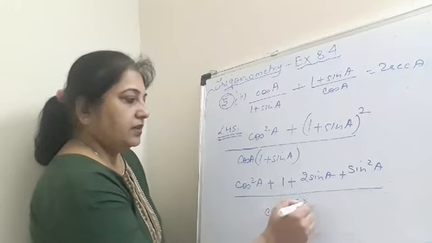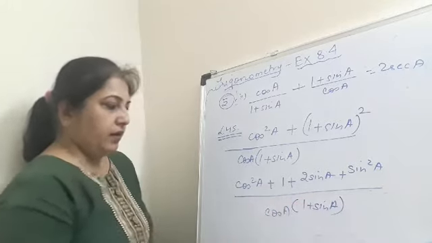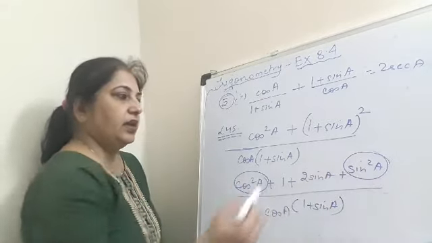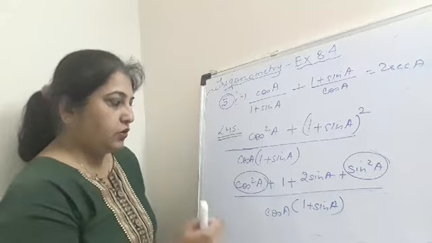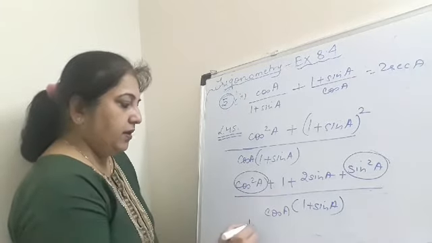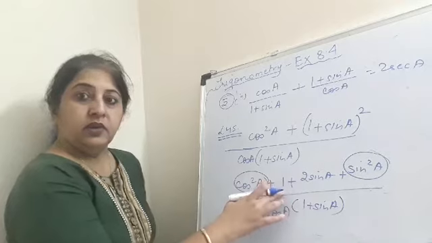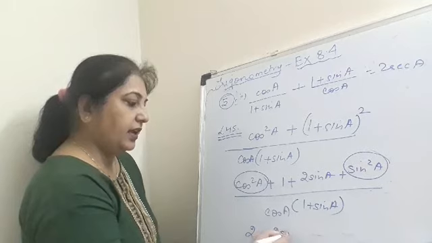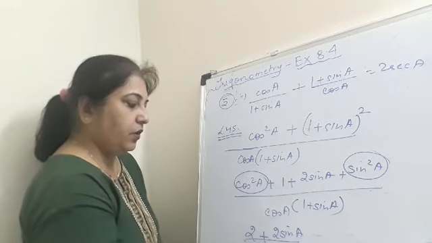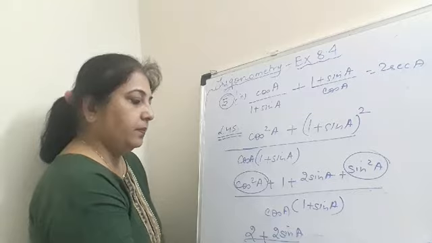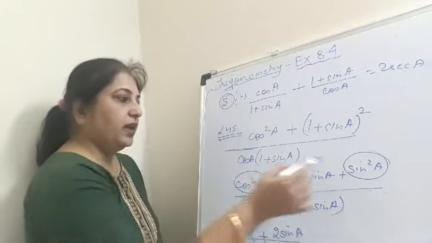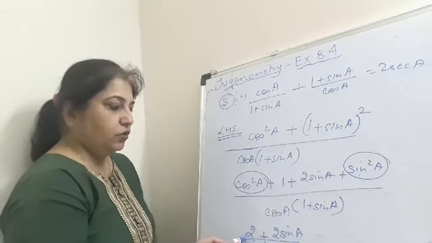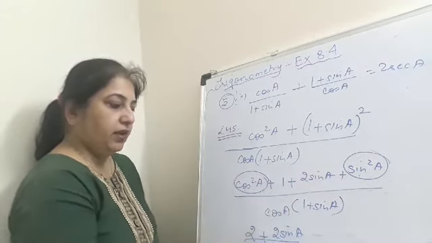cos A into 1 plus sin A. Now I can see that cos square A plus sin square A is equal to 1. So therefore I can write this 1 and 1 will give me 2. So I will get 2 plus 2 sin A upon cos A into 1 plus sin A. I hope you followed what I said. Cos square A plus sin square A is equal to 1, and this 1 plus 1 is equal to 2, and 2 plus 2 sin A upon cos A into 1 plus sin A.